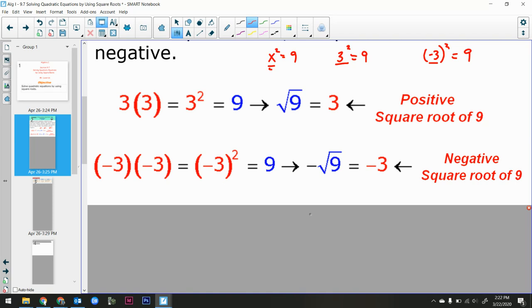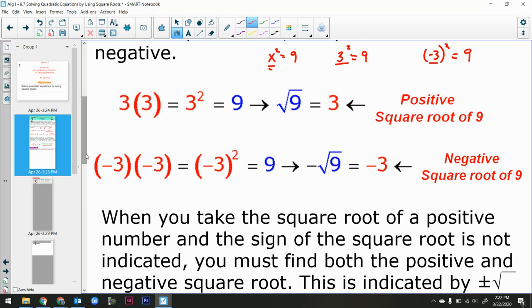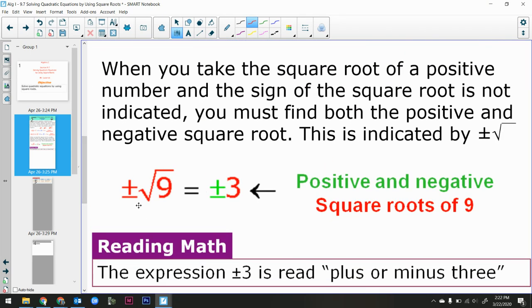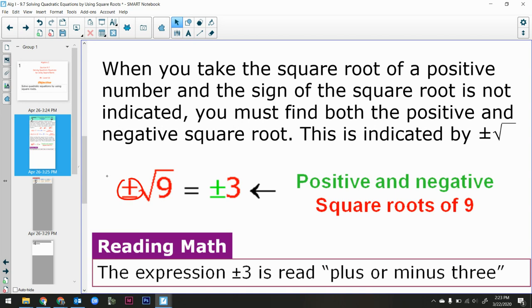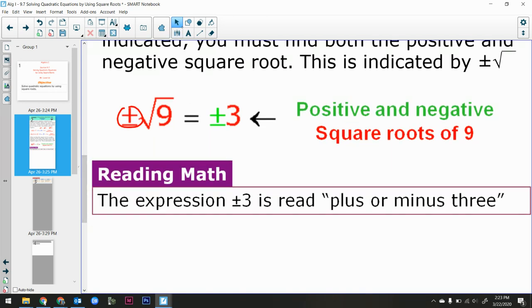Now, to do that, we have this fancy little symbol that means plus or minus, considering both the positive and the negative. When you take the square root of a positive, this is that symbol right there. So this plus or minus square root of 9 means it could be both the positive 3 and the negative 3. That plus or minus sign right there, it's read plus or minus 3. Now we use that when we solve square roots.